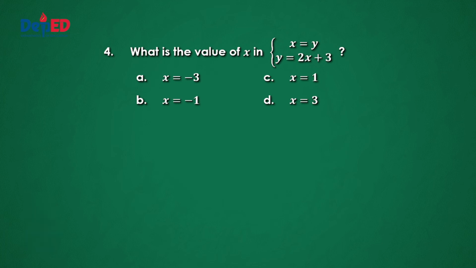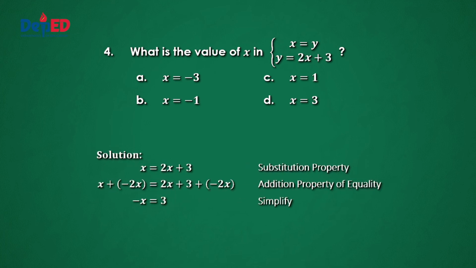By the addition property, we will add negative 2x to both sides of the equation to have negative x equals 3. Then we will multiply both sides of the equation by negative 1. Hence, x equals negative 3. So the answer is letter A.